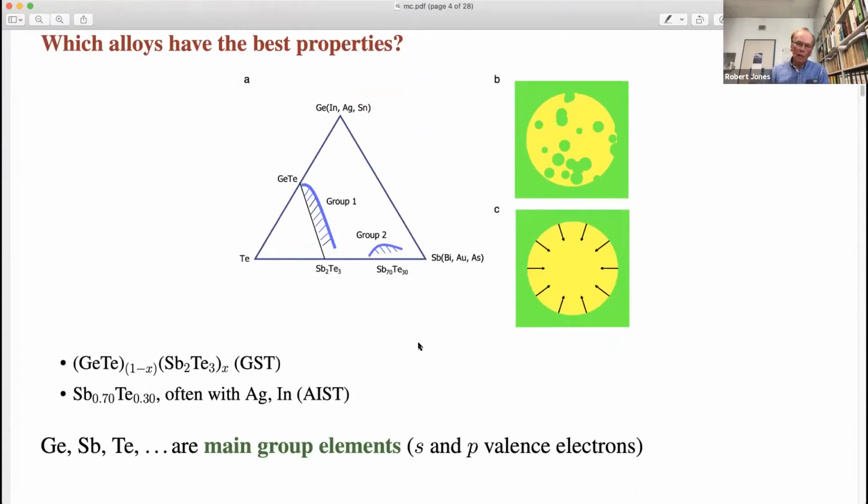Important for us as simulators is that these materials, germanium, antimony, tellurium, are main group elements. The valence electrons causing the bonding are s and p-like, and I shall return to this point later.